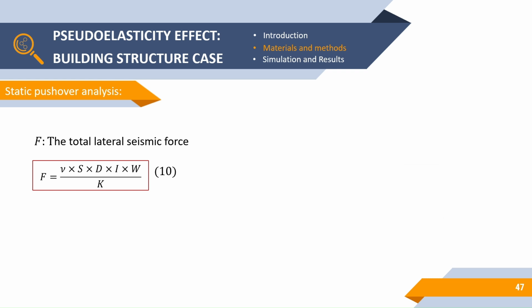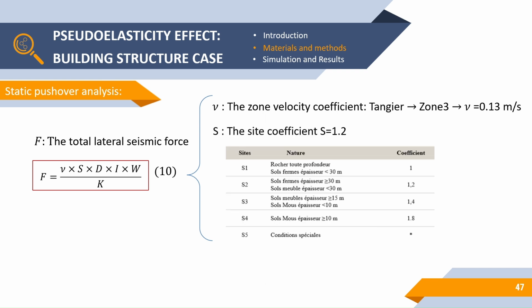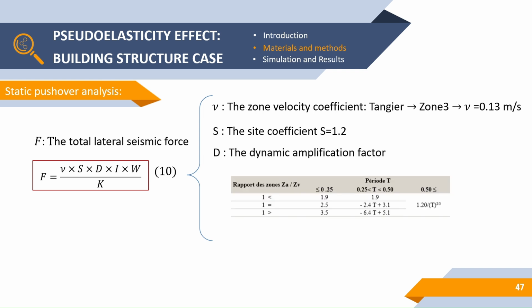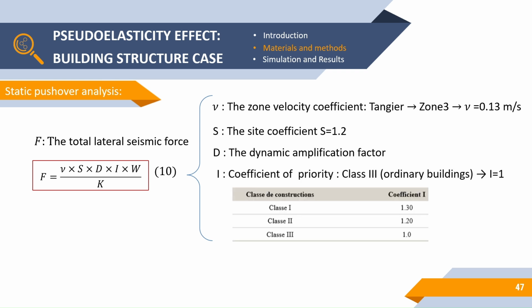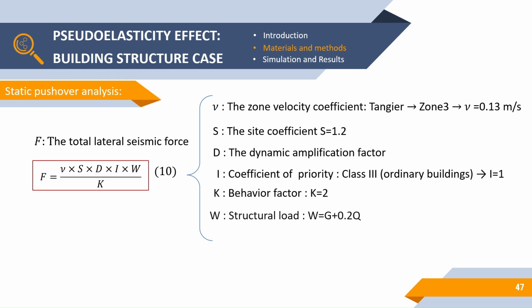The total lateral seismic force F was calculated using equation 10, where V is the zone velocity coefficient and it's equal to 0.13 meter per second, S is the site coefficient and it's equal to 1.2, D is the dynamic amplification factor, I is the coefficient of priority and it's equal to 1, K is the behavior factor, and of course W is the structural load.